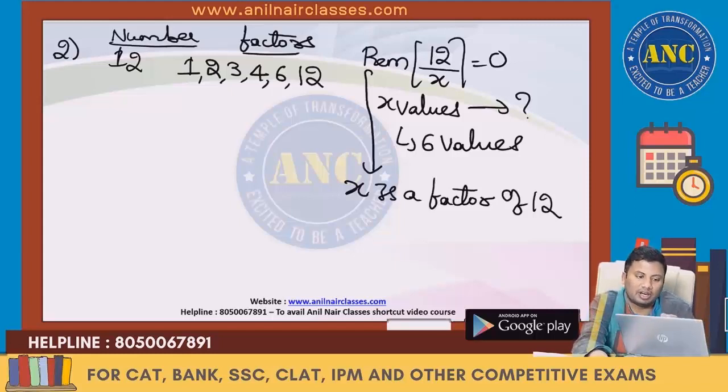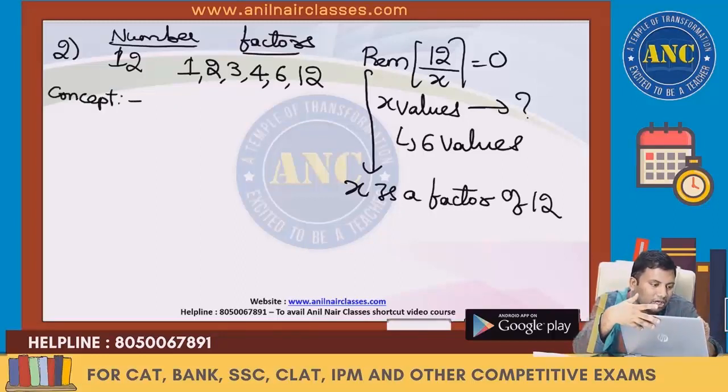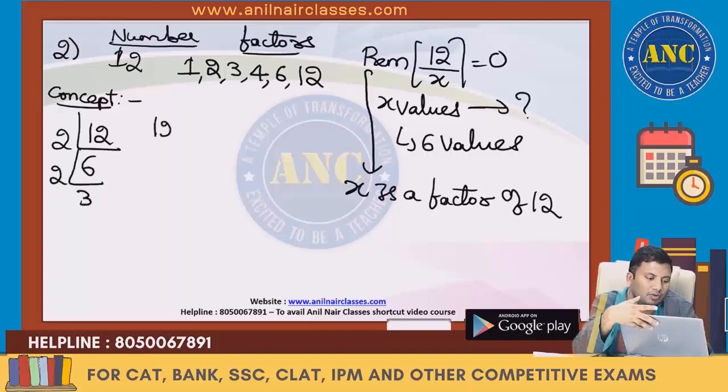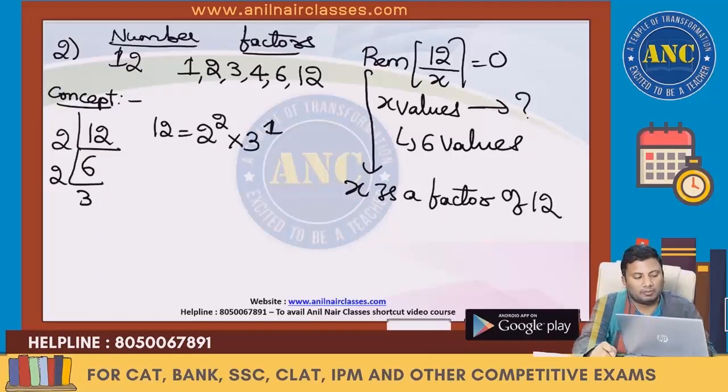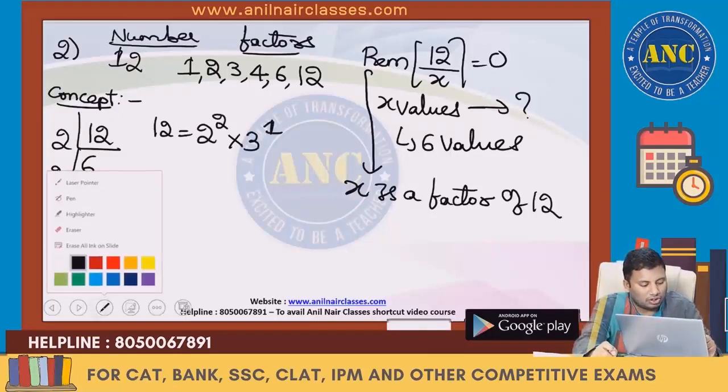Now, instead of finding all the natural numbers less than or equal to 12, here is the key concept, listen carefully. Take 12 and factorize it: 2 sixes are 12, 2 threes are 6. So 12 is nothing but 2 square into 3 power 1.